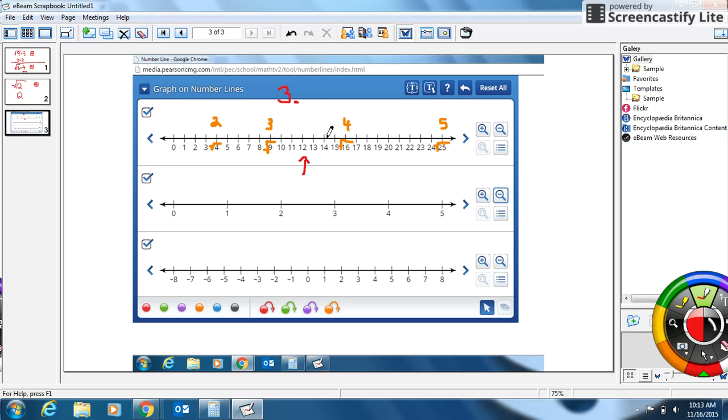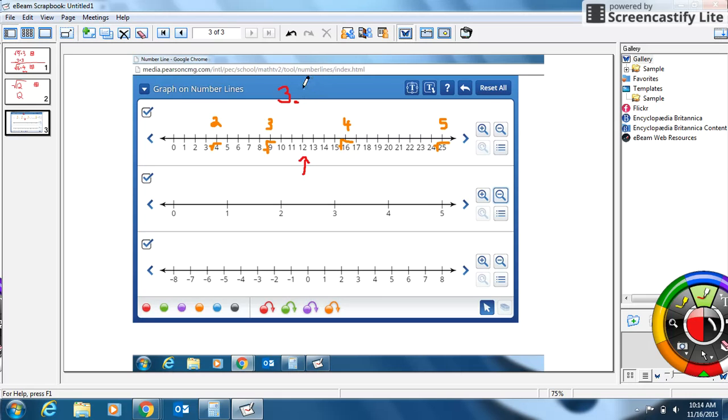How many ticks are there between 3 and 4? 1, 2, 3, 4, 5, 6, 7. There are 7 ticks, and 12 lands on the 1, 2, 3. So 3 sevenths. Well, I would say then it's not quite half.